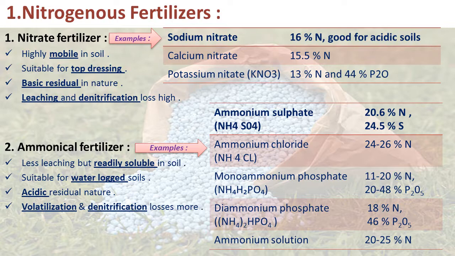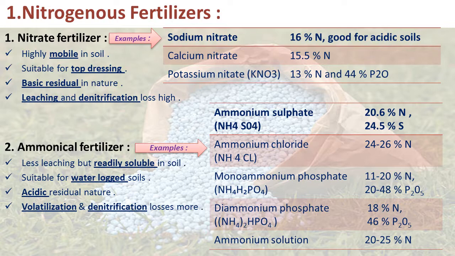Nitrate fertilizer. The ultimate source of nitrogen is the atmosphere, and the immediate and important source of nitrogen is organic matter. Nitrate fertilizer is a nitrogenous fertilizer that is highly mobile in soil, suitable for top dressing, and basic residual in nature. And the most important part is that leaching and denitrification loss is high.